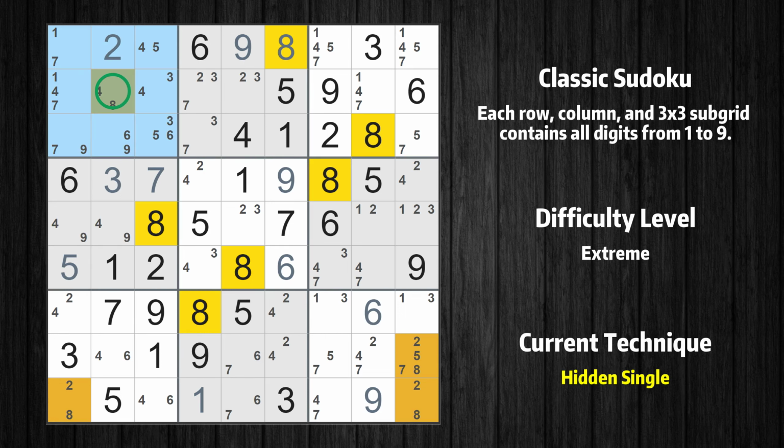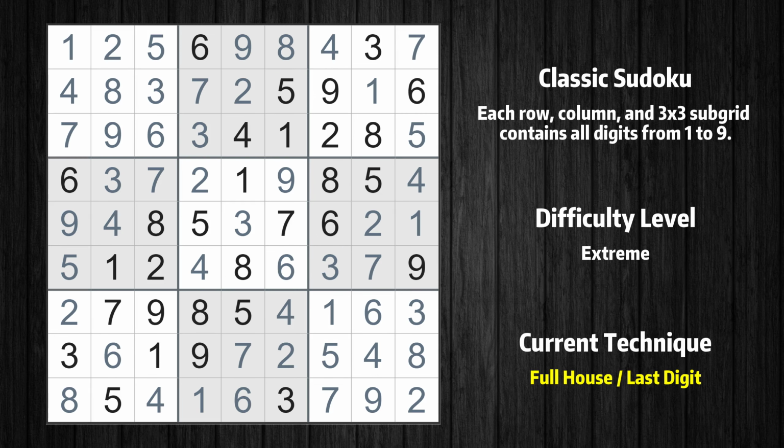All remaining numbers can be solved using naked single technique, so there is no need to explain them one by one. This is the final result of the puzzle.